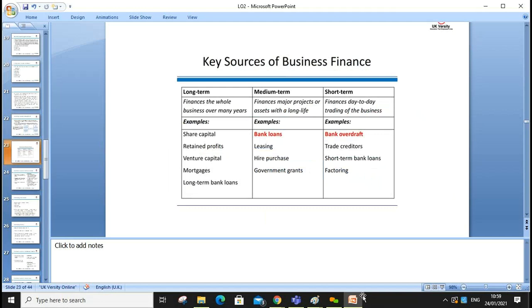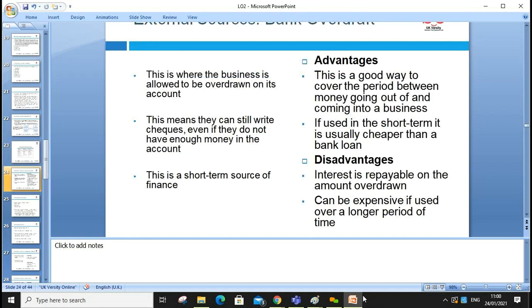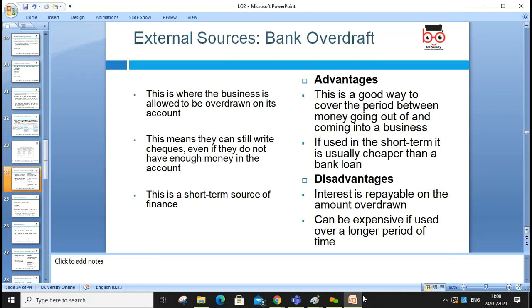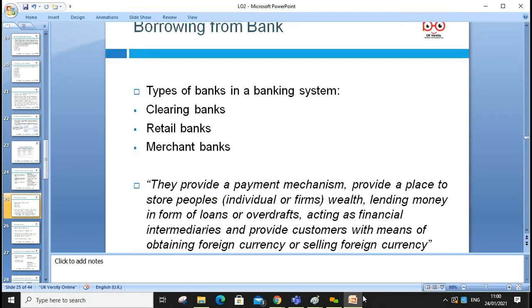Then if you look at the key sources of business finance: long term, medium term, and short term. Factoring means you have invoices you are supposed to receive, you give them to somebody, and you can generate the money. I have added a few slides, so I'm not going through each slide word by word, but I'll explain the overall concept so you can understand. The bank overdraft, of course, is easy. It has the advantage of meeting current needs, but the interest rate can be slightly high, so it's not a good option for the long term.